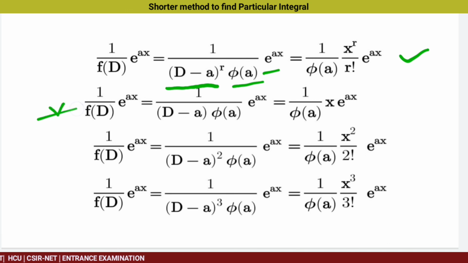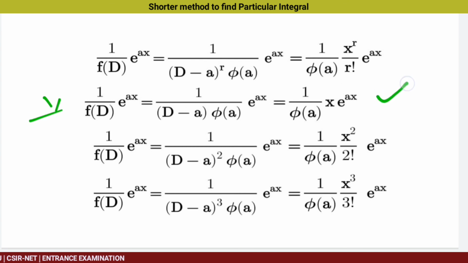If r equals 1, what we get is 1 by phi of a into x into e to the power of ax. If r equals 2, we get 1 by phi of a into x square by 2 factorial into e to the power of ax. If r equals 3, then the particular integral is 1 by phi of a into x cube by 3 factorial into e to the power of ax.